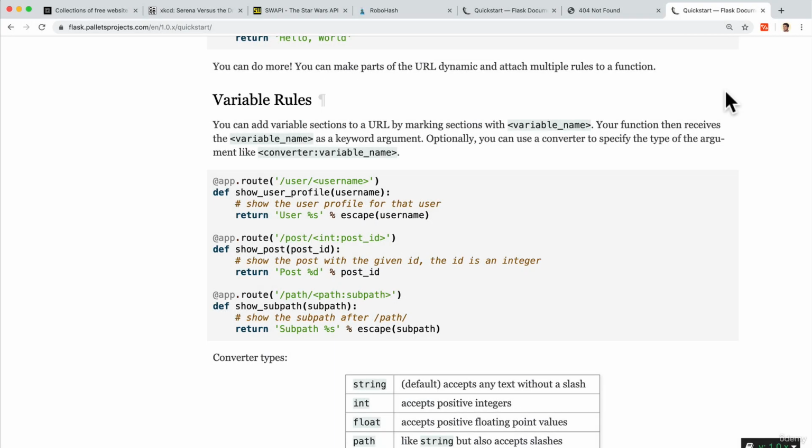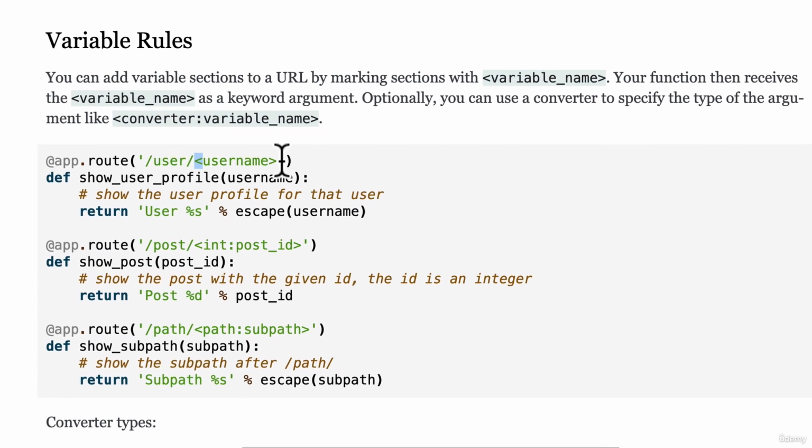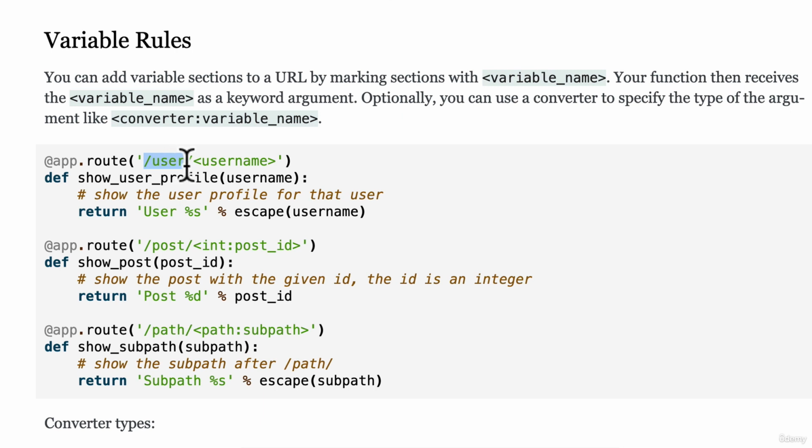Welcome back. Flask has this other tool called variable rules that we haven't talked about. What variable rules allows us to do is something dynamic like this. For example, /user/ with these greater than and less than signs and the username. Now, we'll get back to this in a second and some of this syntax.